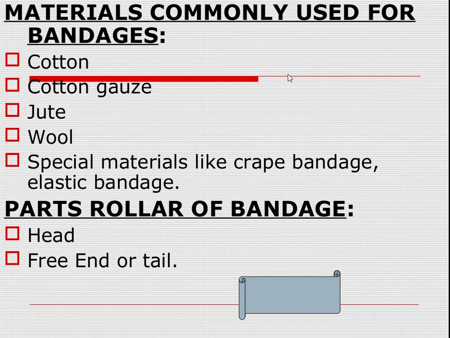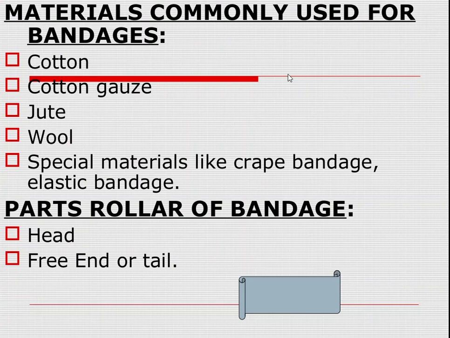Next is jute. Jute is like a fabric cloth material which is used for bandaging. Next is wool, and lastly the special materials like crepe bandages, that is a skin color bandage applied by the persons, and elastic bandages, which are nothing but elastic stockings. So these are the commonly used materials for bandages: cotton, cotton gauze, jute, wool, and special materials like crepe bandage and elastic stockings or elastic bandages.